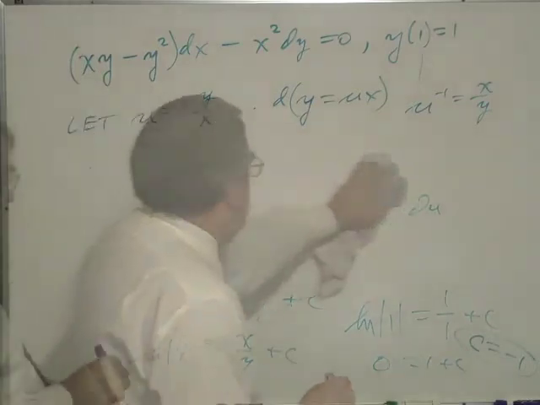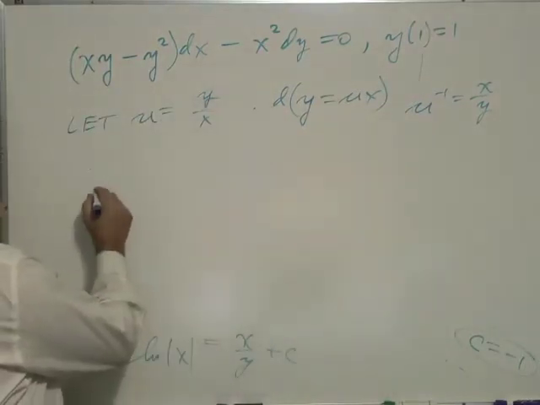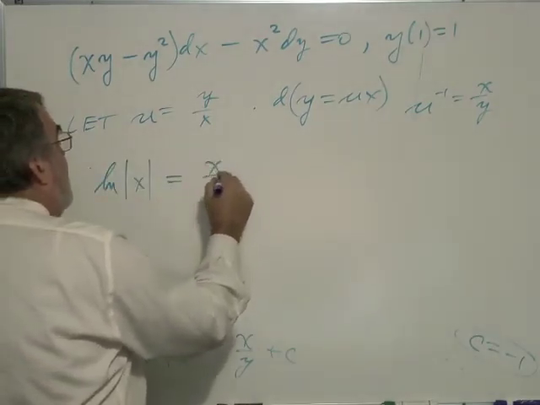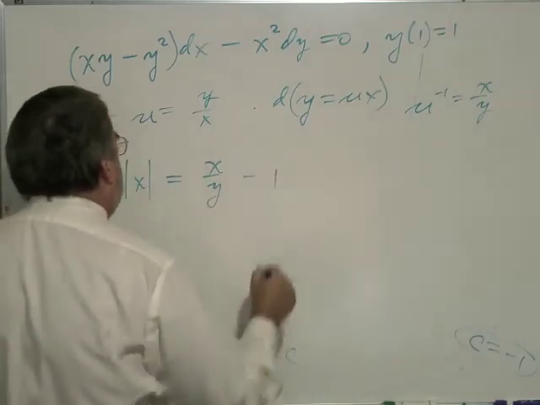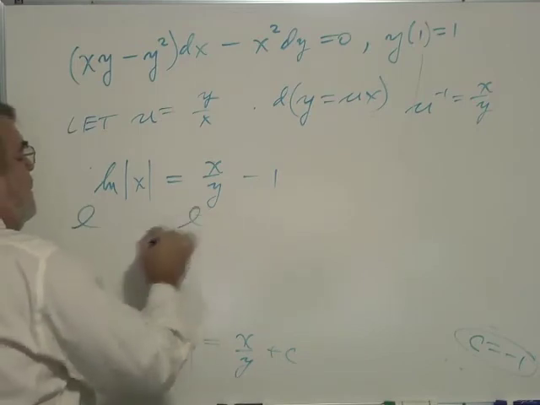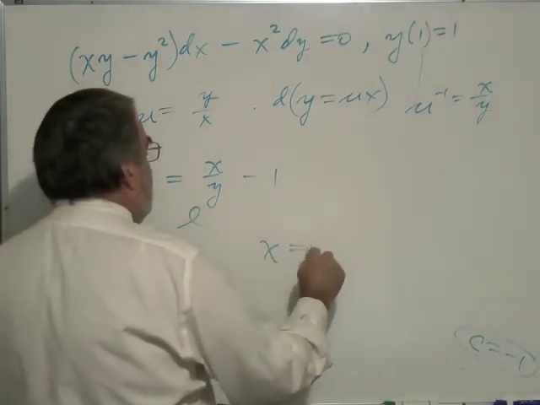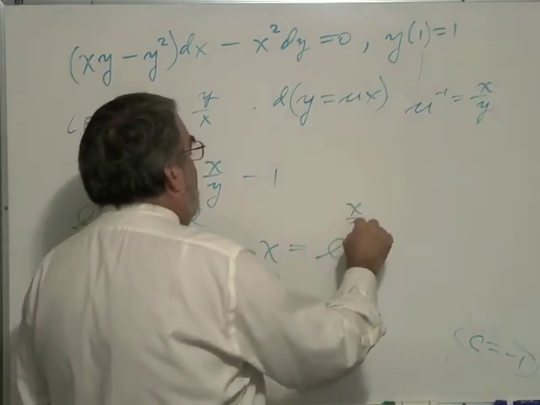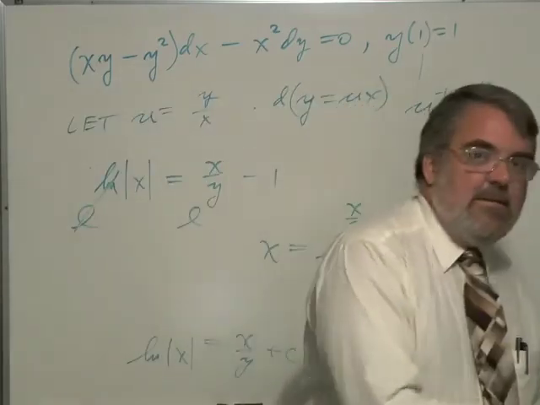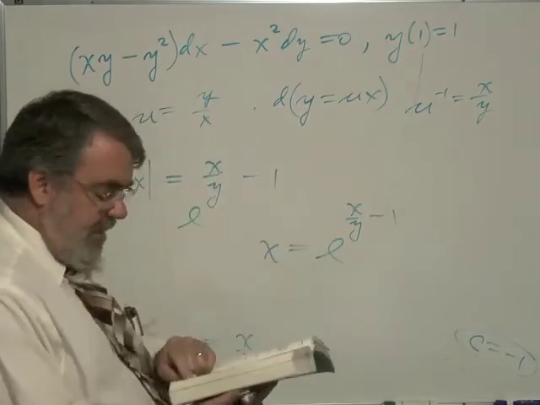So let me rewrite it with the c. Natural log absolute value of x equals x over y, minus 1. And let's get rid of the logarithm. Put it to the e power, so this cancels here. So x equals e to the (x over y minus 1). Alright, so I think that's probably the answer. Yep, that's it. We got the right answer.